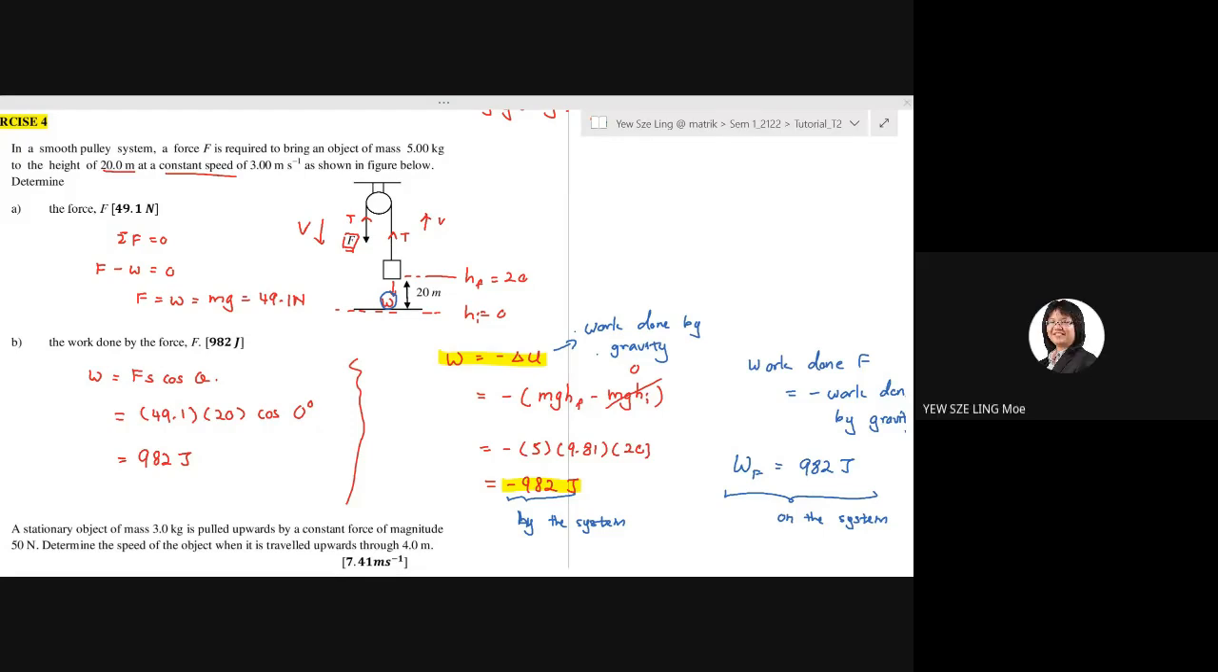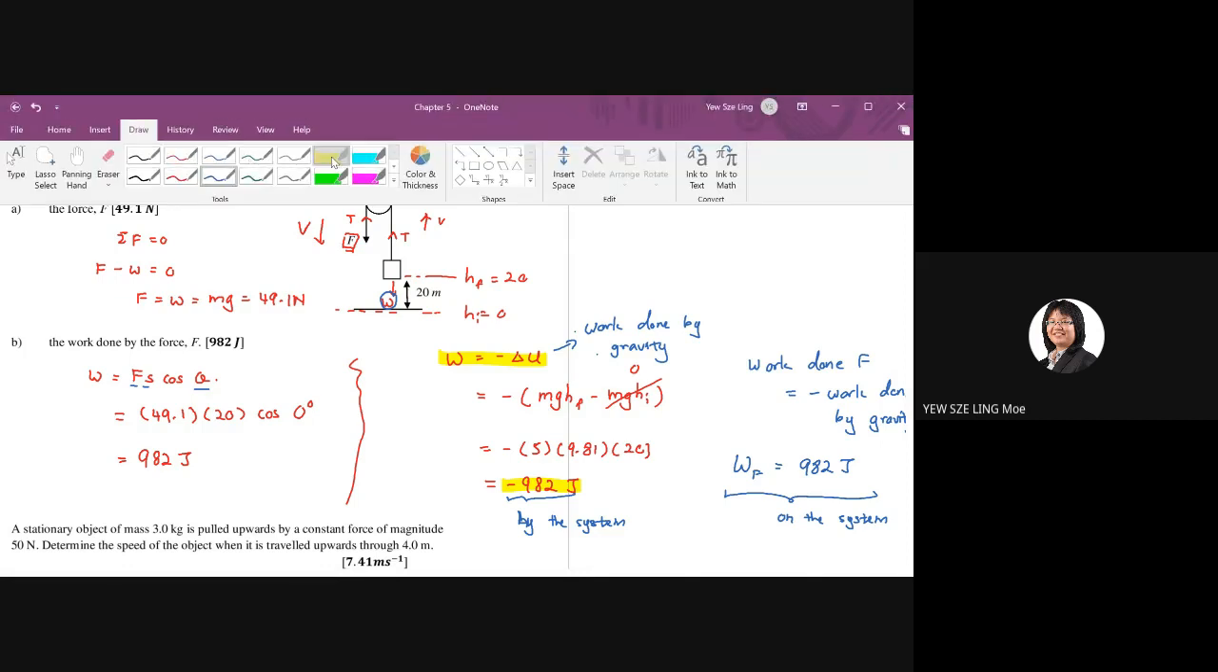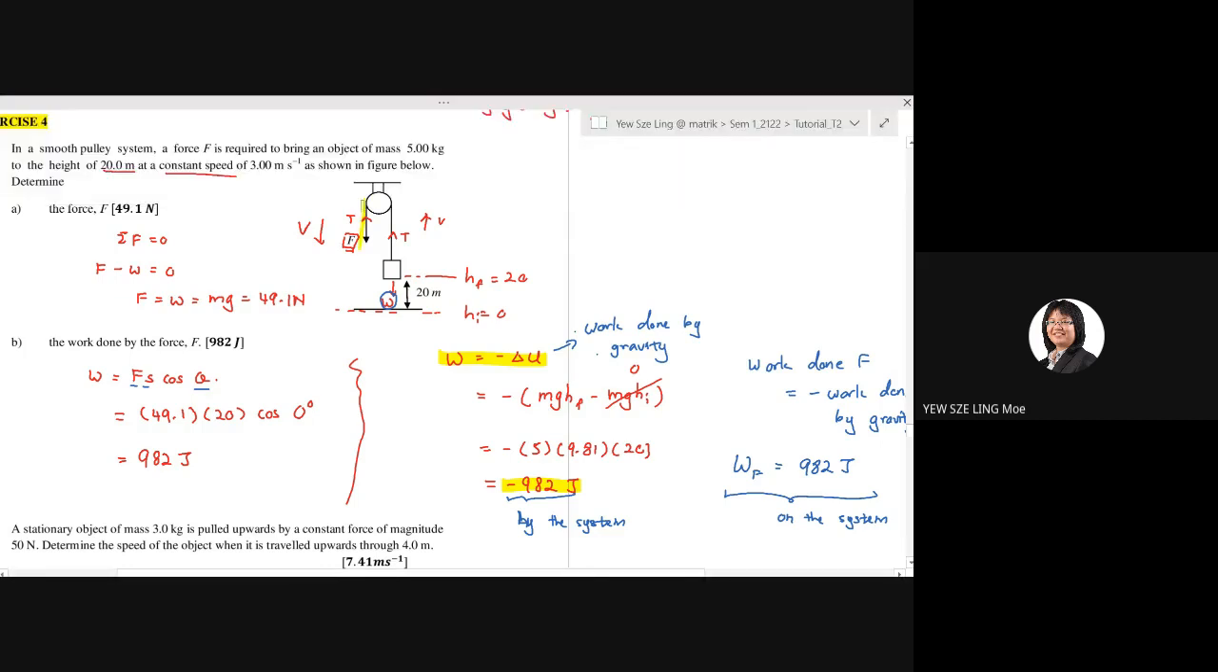Madam, can you repeat why it is cos 0 degree? Okay, cos 0 degree, because theta is the angle between F and S. Now what we're looking at is the left hand side. Okay, let's look at this part.